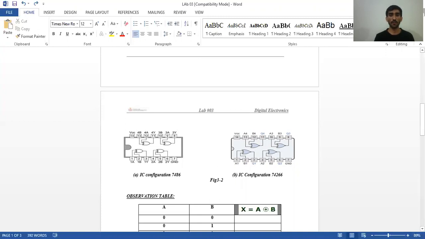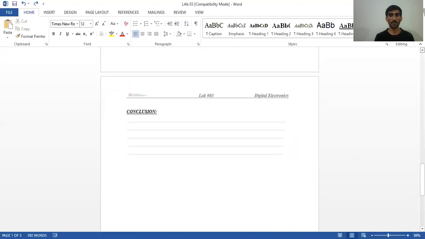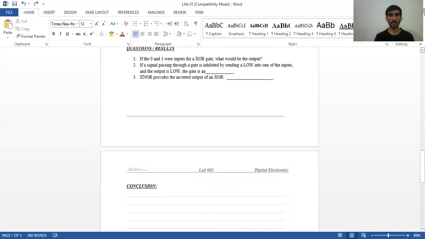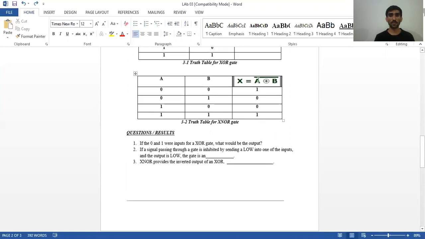So the truth table of the XNOR gate is this, and the Boolean expression of the XNOR gate is this. This is the Boolean expression, and this is the truth table of the XNOR gate. The XNOR gate depends upon the inputs. If the number of 1 inputs is even, then the output will be 1. If it is odd, then the output will be 0 in the XNOR gate.